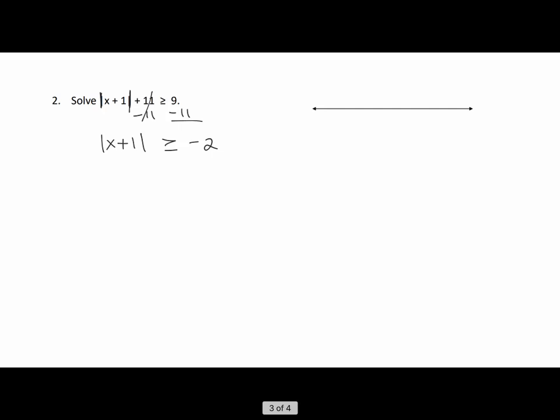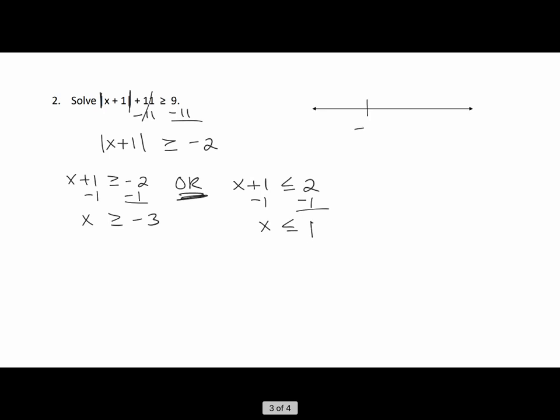But if you didn't, if you were like, okay, let me solve this. So I've got x plus 1 greater than or equal to negative 2, or what's inside is less than or equal to the opposite, so a positive 2. And then solve those resulting inequalities. So x is greater than or equal to negative 3, and x is less than or equal to 1. So don't forget the or part though.